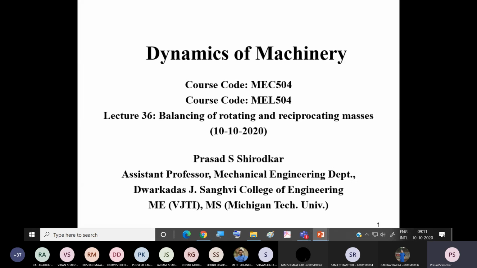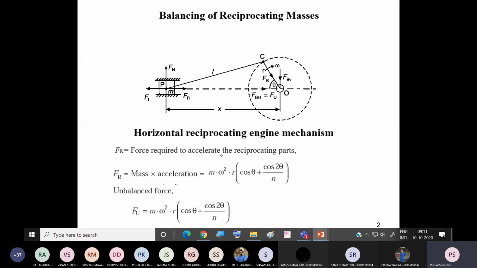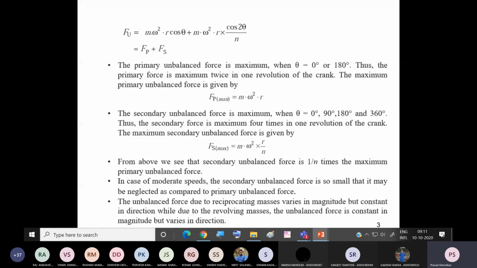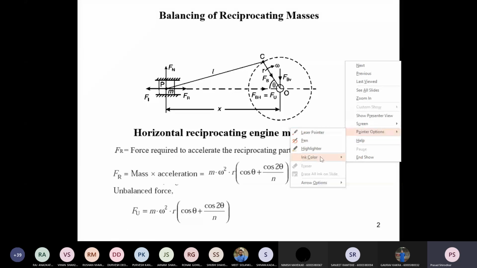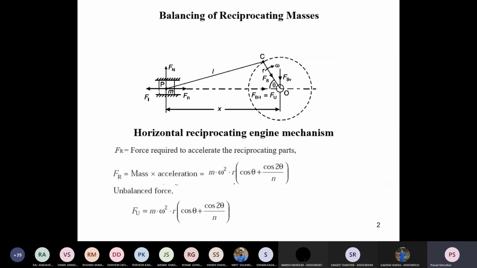So we have already started with reciprocating unbalance. And we are not going to go into too much detail as far as how the IC engine works. So briefly, we have introduced this. So Fr is the force required to accelerate the reciprocating part. Here in this case, the reciprocating part is the piston, and that force is given by this equation.